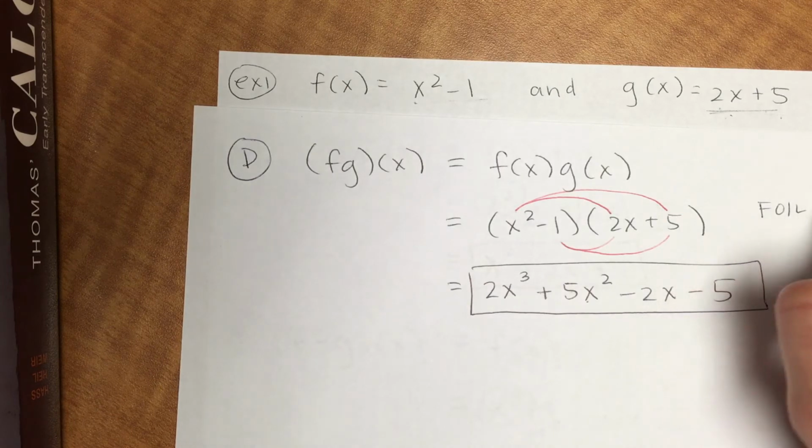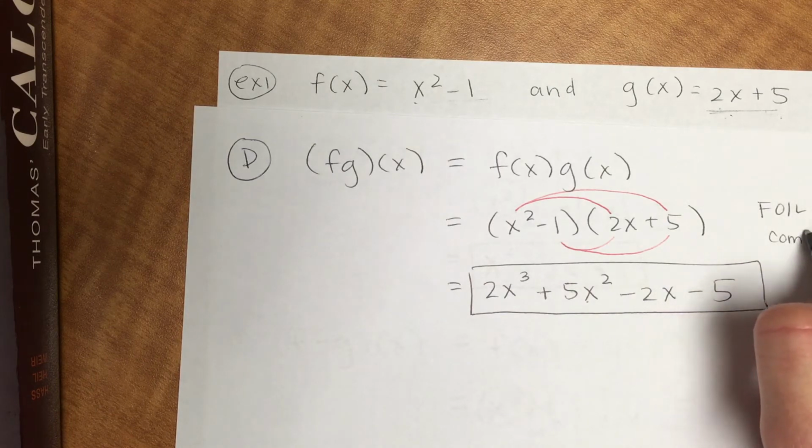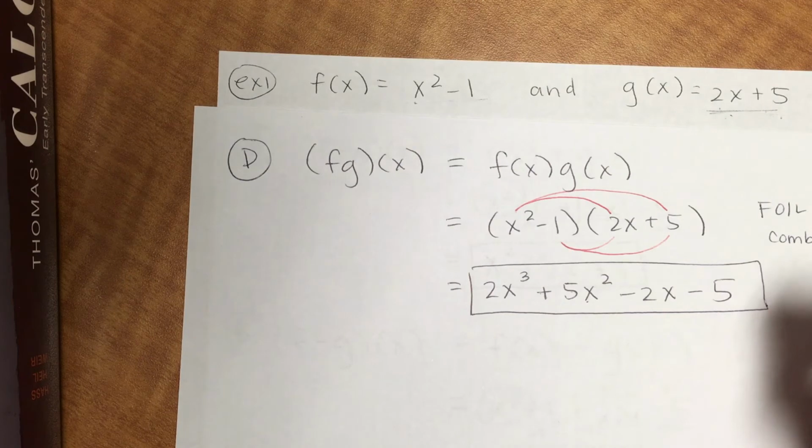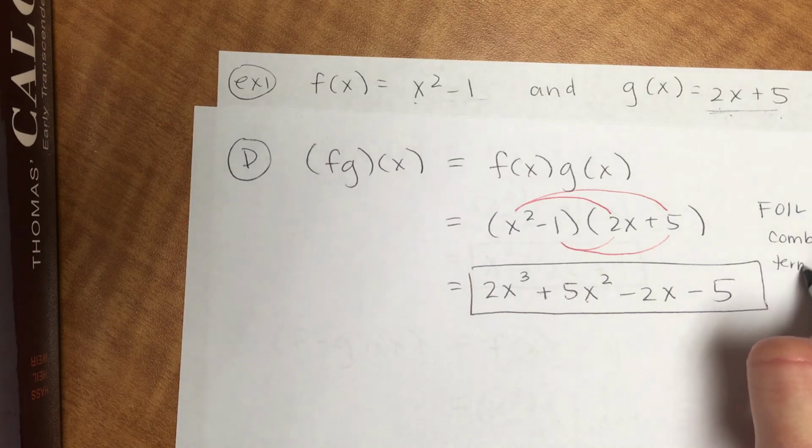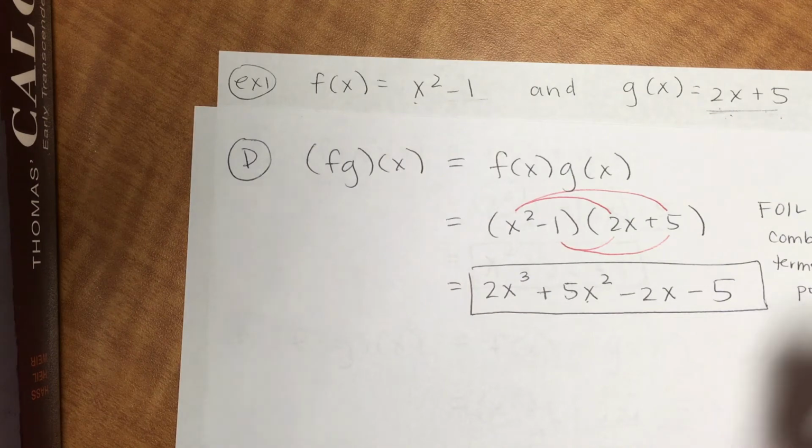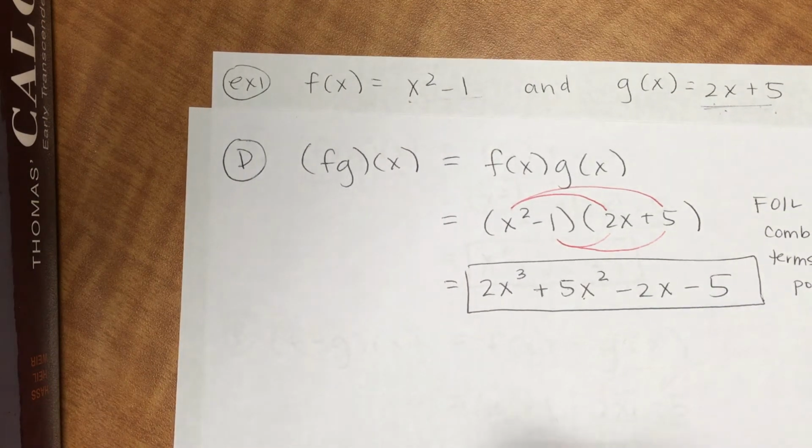So we FOILed, and then combine like terms if possible. In this case, it's not possible because I don't have like terms. And we're done.